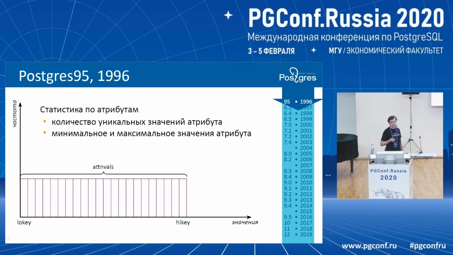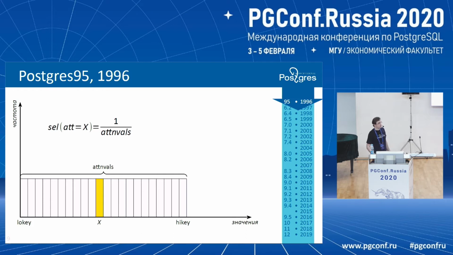What happened in Postgres 95? The number of unique values in each attribute was stored, and the minimum and maximum values were stored as well. They were called low key and high key. This is the minimum information, which was enough to work precisely with an even distribution of data. For example, unique keys of these 3 digits work. And if the distribution was uneven, then it became much more complex.